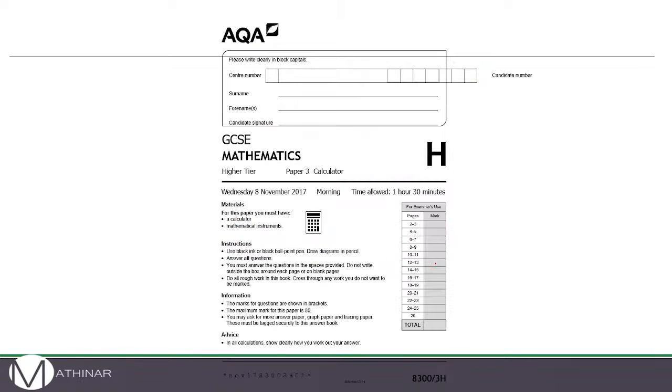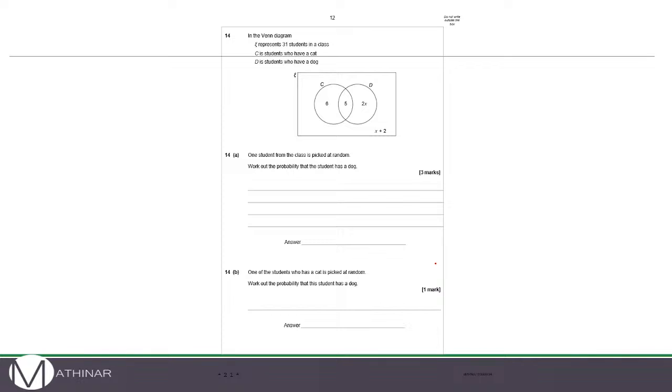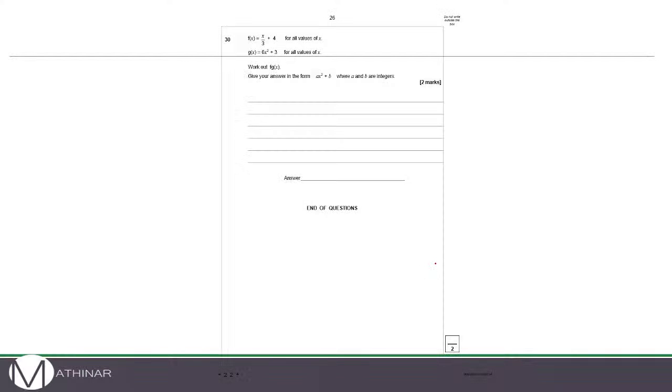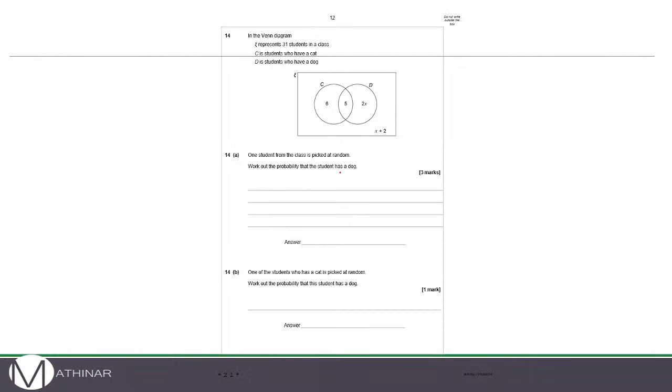And then we go on to this paper. We've got 14, 30. Okay, so we've got 2 more questions to do. So here we have a Venn diagram. In the Venn diagram, we have 31 students. C is the students who have a cat. D is the students who have a dog. 1 student is picked from the class. Work out the probability that the student has a dog.